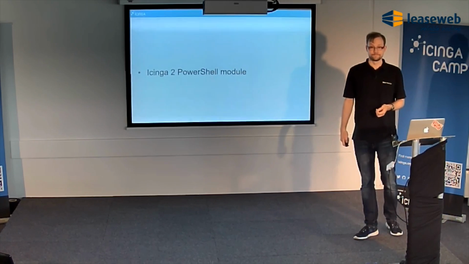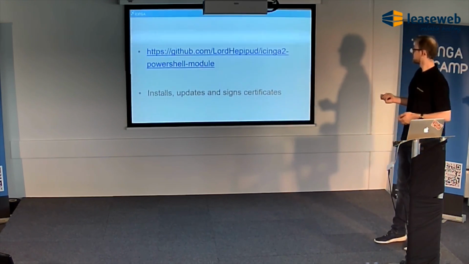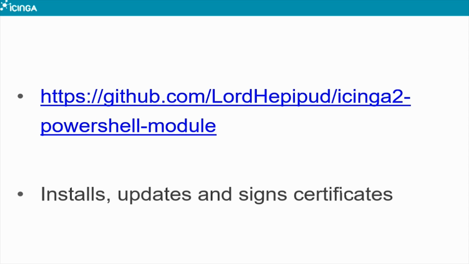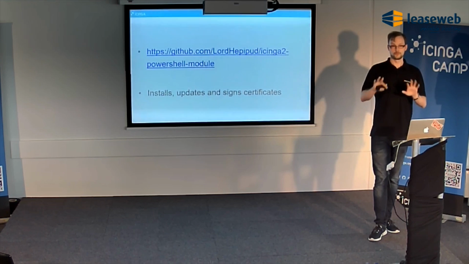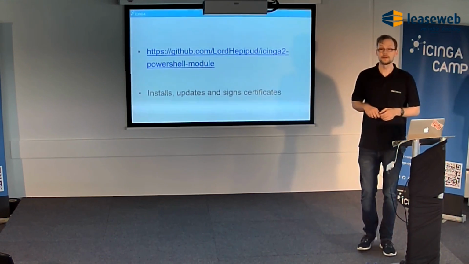And there's the Icinga 2 PowerShell module. And which module? It's available in my GitHub repository, because I've set up plenty of demo systems for customers. I'm running my own monitoring infrastructure at home. And how long does it take for you guys to install an Icinga agent on Windows? Roundabout? Sorry?